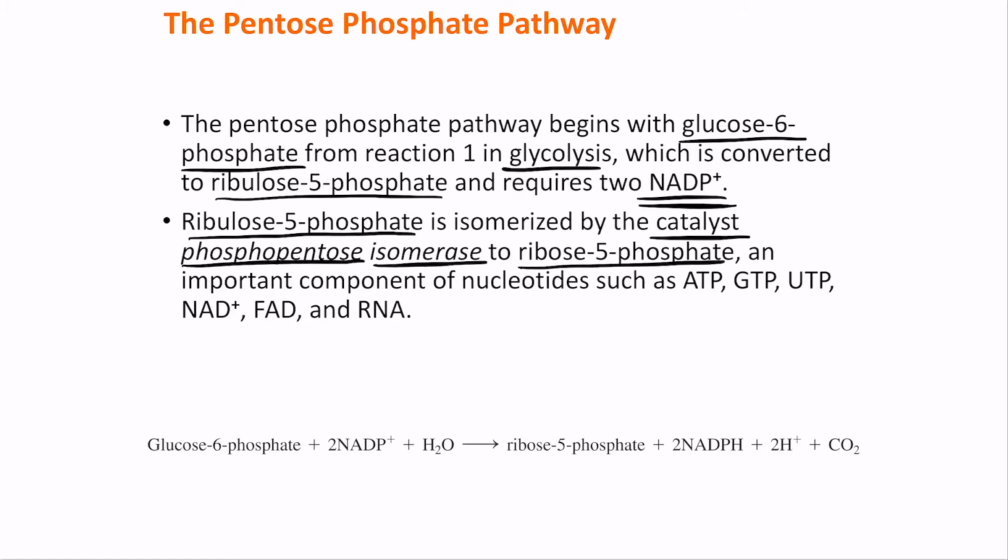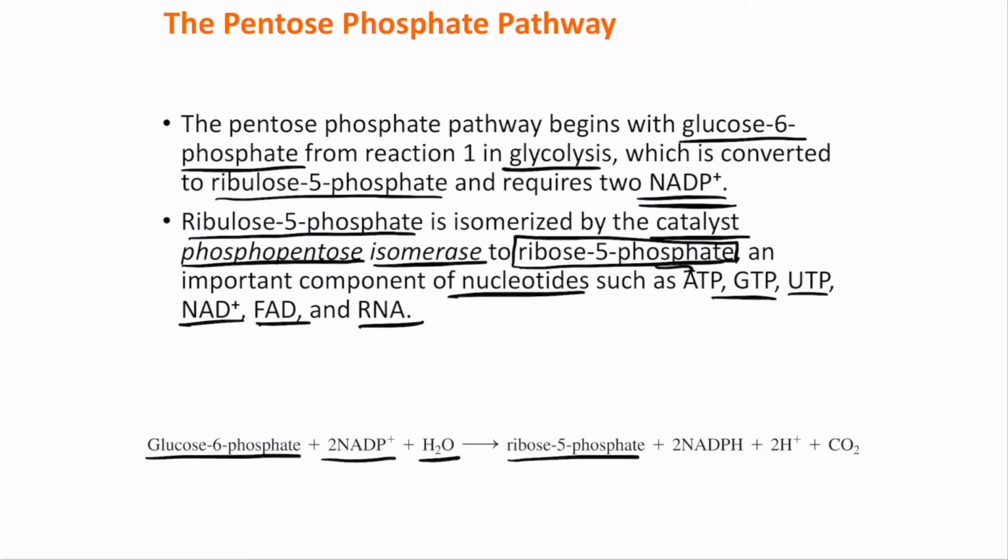And this is an important component of the nucleotides, which is going to be useful to create ATP, GTP, UTP, NAD+, FAD, and RNA. So all of these are molecules that can be created by just this one molecule, ribose 5-phosphate. So in summary, you have glucose 6-phosphate combining with 2 NADP plus molecules and water, forming ribose 5-phosphate with 2 NADPH molecules, 2H plus and CO2.